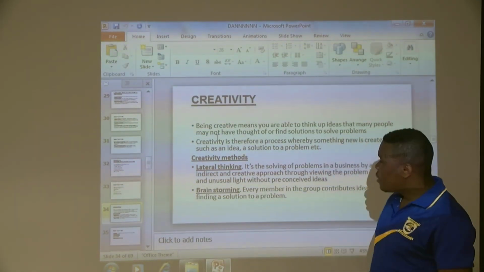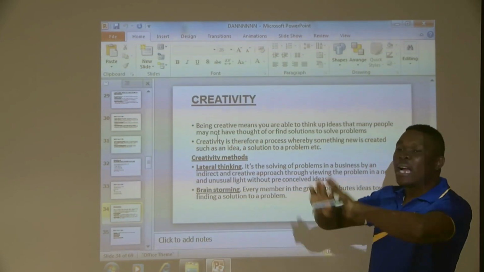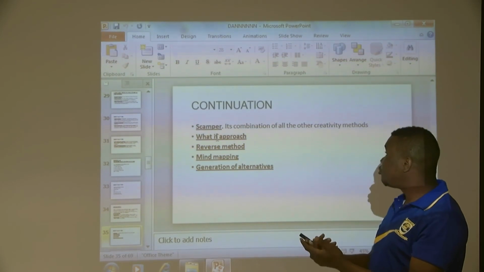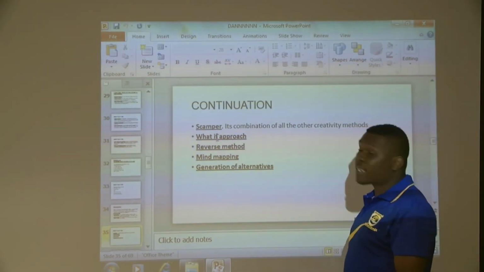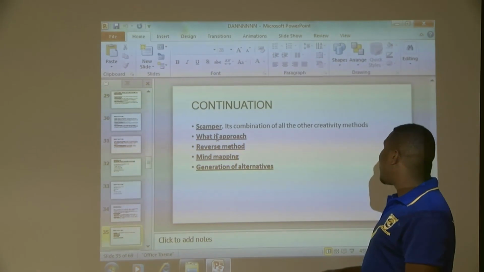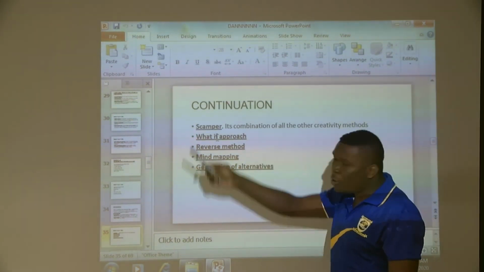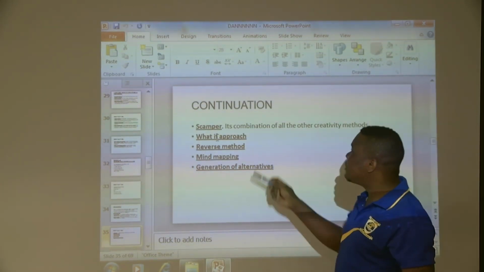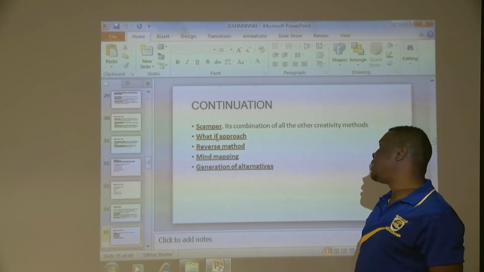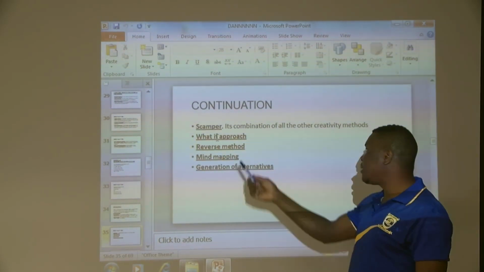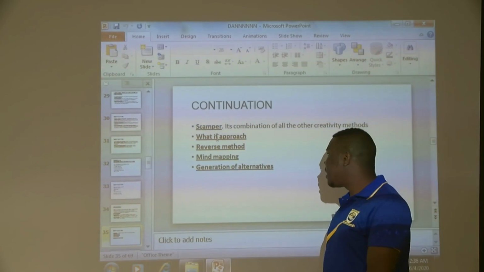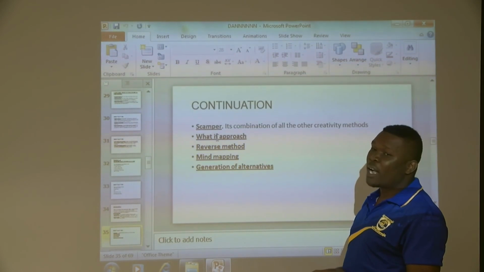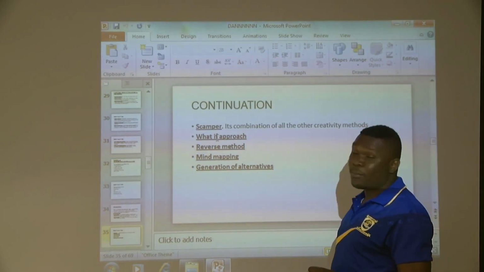Now, brainstorming. Every member in the group contributes ideas towards finding a solution to a problem. You sit in a group and come up with several ideas and then find the best solution to a particular problem. We have what we call SCAMPER. It is the combination of all the other creativity methods, meaning it is the mother of all these other creativity methods. And then we have what we call the what-if approach, the reverse method, mind mapping, and then generation of alternatives.